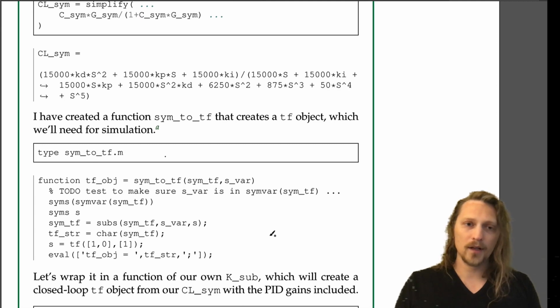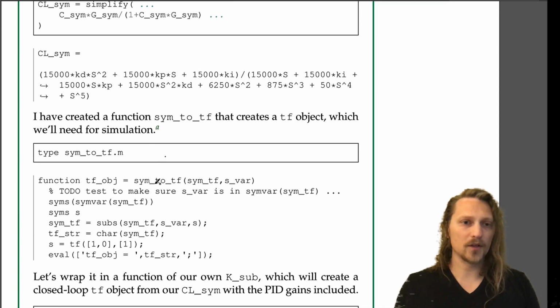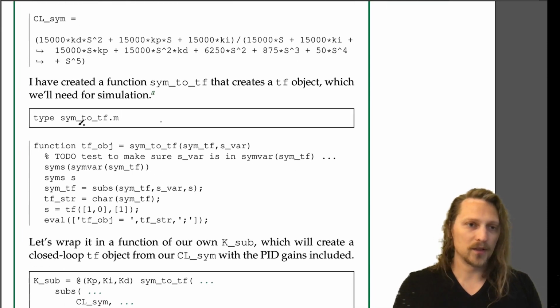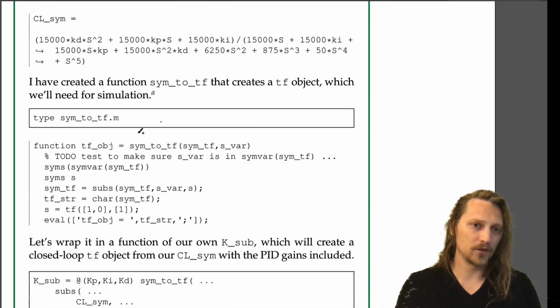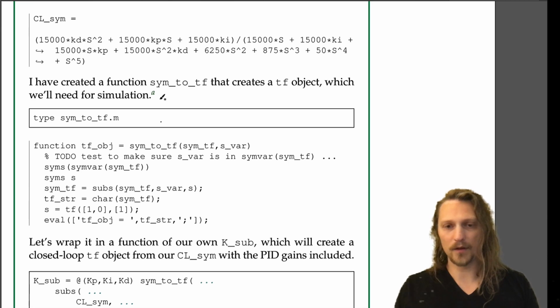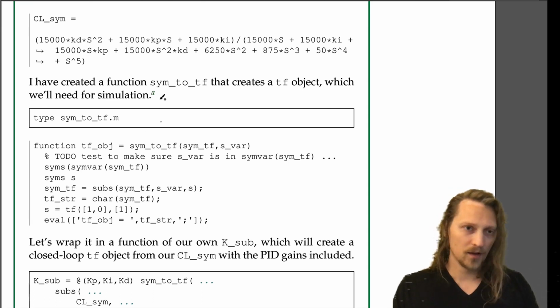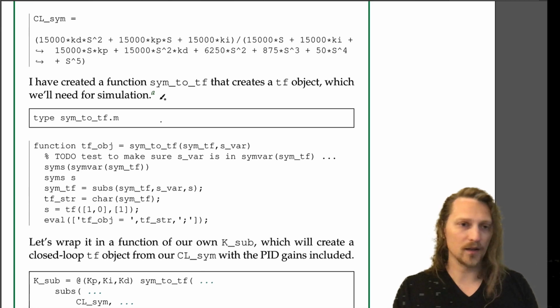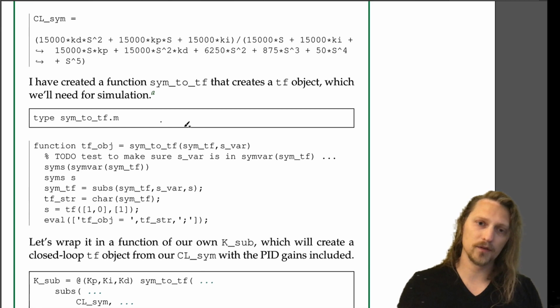So I've created a function sim2tf that creates a TF object, a MATLAB transfer function TF object, which we'll need for simulation. So I just print it out here. This is what it looks like. This is available if you go to this footnote at the bottom of the example. It has a link to the GitHub repository where I have put different MATLAB functions that I've created for doing things like this.